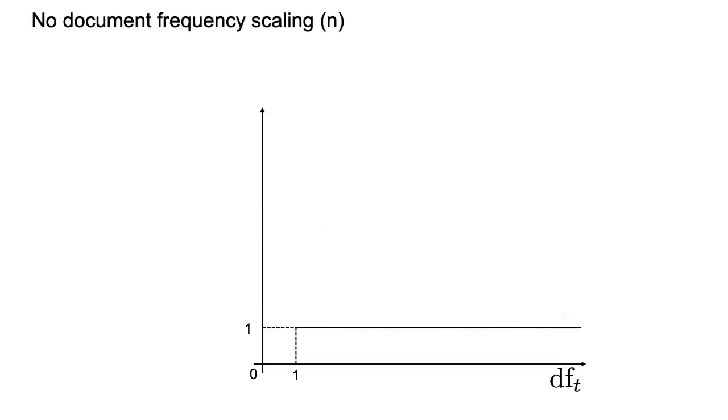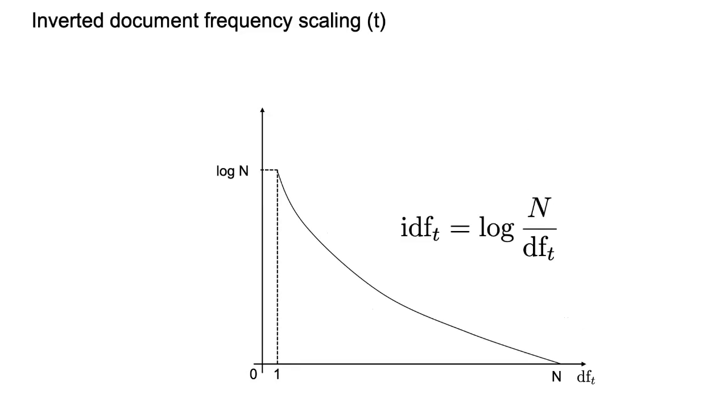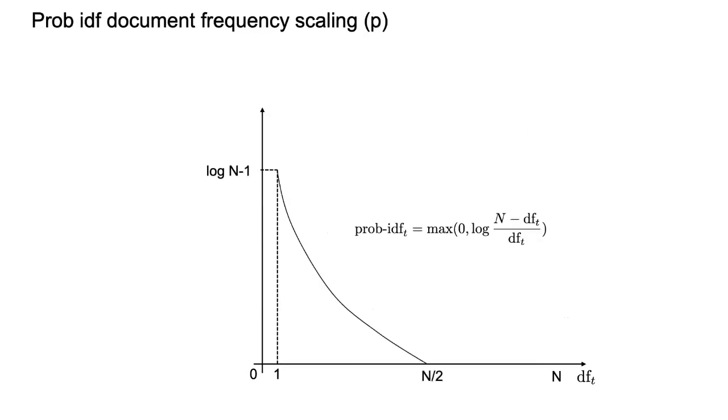All right. So n is for if there's no document frequency scaling at all. T is if you use the IDF. I have no idea why it's T, but probably they had a reason for calling it T.